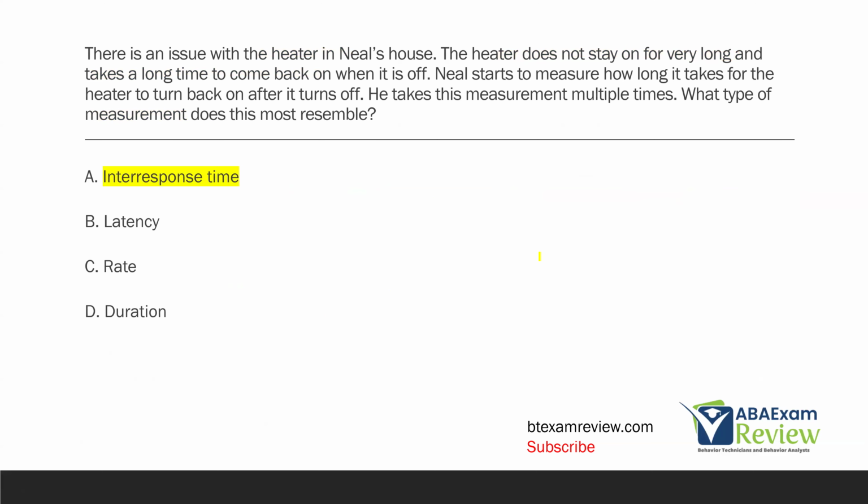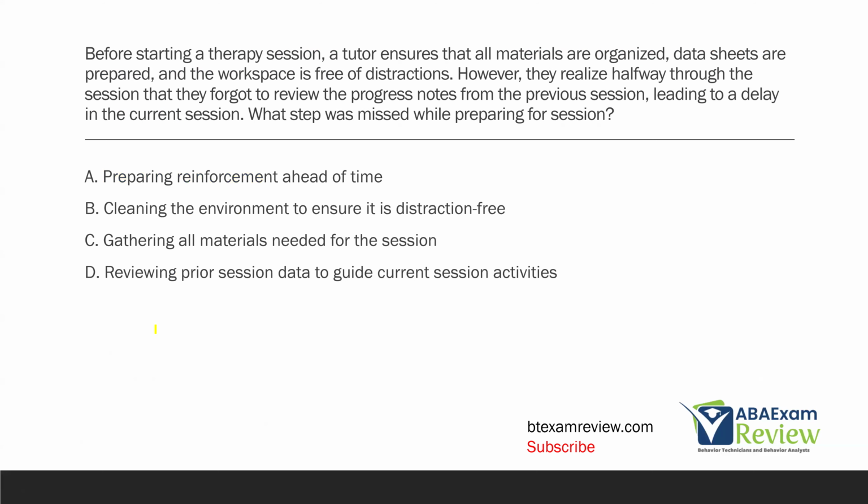Neil is measuring time in between off and on. So he's measuring A, interresponse time. Be careful with duration. Duration doesn't measure time in between. It measures the length of one specific response or one specific item. Interresponse time and latency are in between.